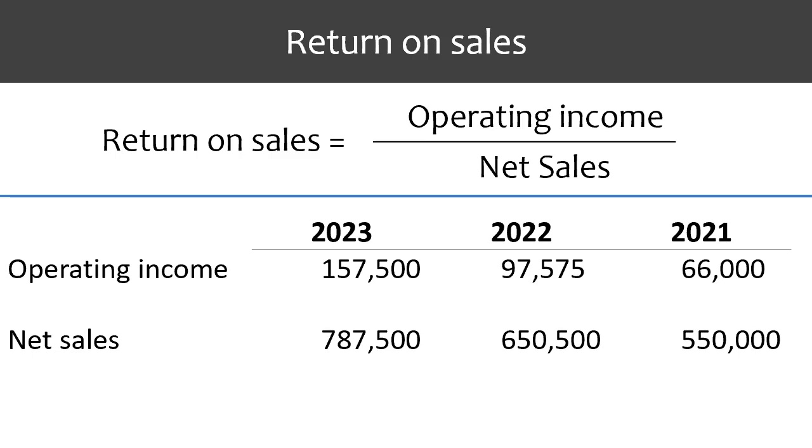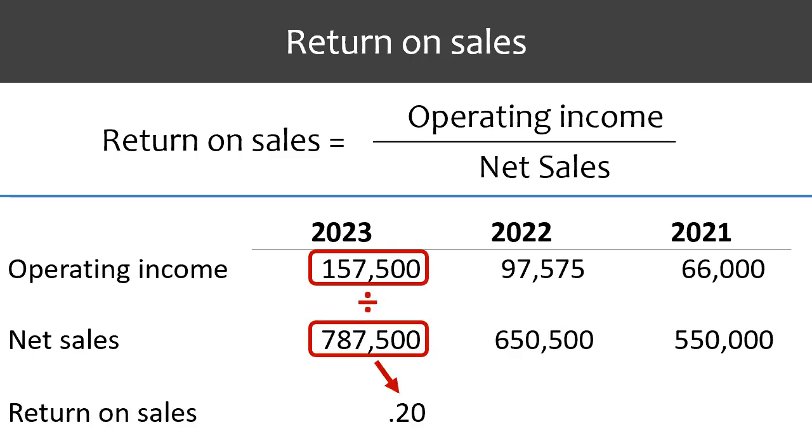Here we have 3 years of net sales and operating income listed for a company. We are going to calculate the return on sales for each year. For the most recent year, we would take the operating income of $157,500 and divide by the net sales of $787,500 to get a return on sales of 0.2 or 20%. That means for every dollar of sales revenue, the company generated a 20-cent profit.